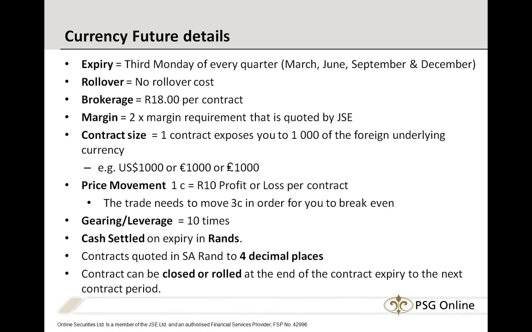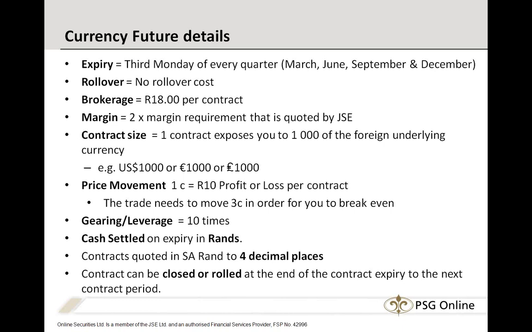The contract size, this is where it's important. Remember, it's a standardized contract. One contract exposes you to 1,000 of the underlying, so it's $1,000, 1,000 euros, or 1,000 pounds. Being a geared product, 1 cent movement is equal to 10 Rand profit or loss on the contract. You'll see just now we talk about 4 decimal places. We talk about 3 cents movement. I always say about 4 cents movement to break even on costs. Remember, 18 Rand and 18 Rand is 36. You need 2 points on the open and 2 points on the close to break even on costs.